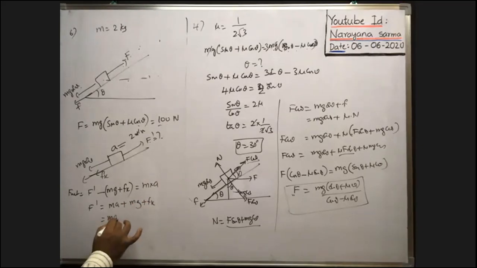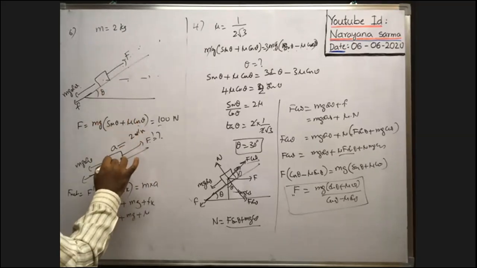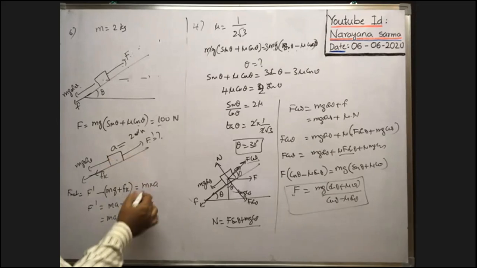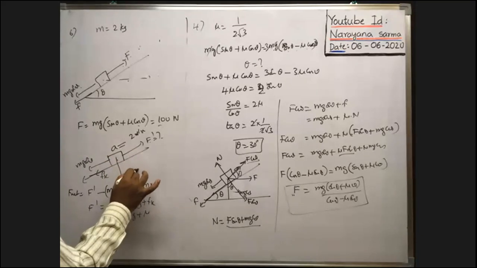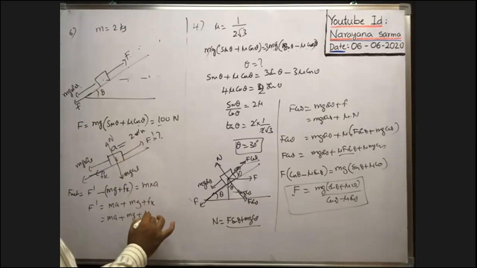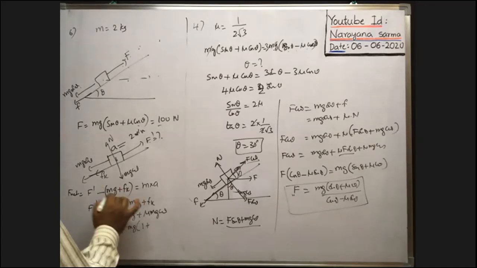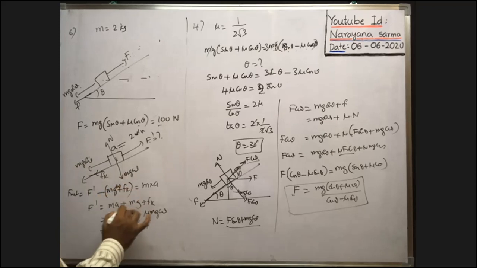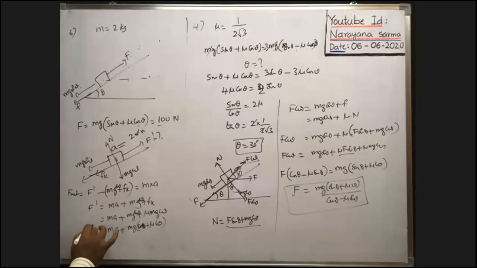This is equal to ma plus mg sin theta plus fk, where fk means mu into normal action. Whenever the body is kept on the inclined plane, the normal action here is equal to, there is no component of this force perpendicular to the inclined plane, so only the weight component mg cos theta acts as normal action upwards. That's why here mu mg cos theta. In these two terms you take mg common, sin theta plus mu cos theta. This is the net force required.